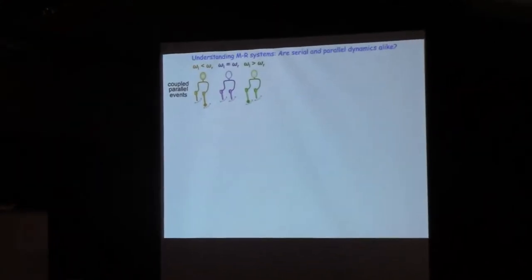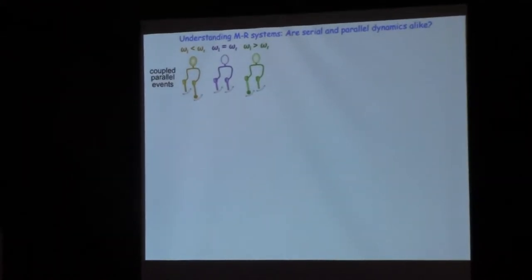So, understanding MR systems, serial and parallel dynamics alike, we'll try it with this procedure. The individuals in the three cases on the screen are busily swinging pendulums. The shorter pendulum is faster; that is, it oscillates at higher frequency in the comfort zone than a longer pendulum, which oscillates more slowly. And if the two oscillators are the same size, by definition, they will be equal in their eigenfrequencies.